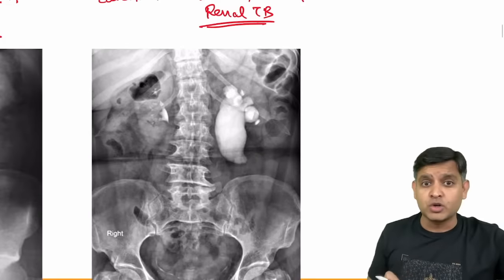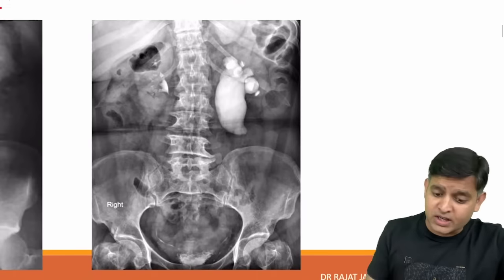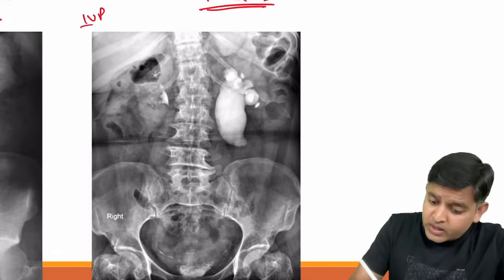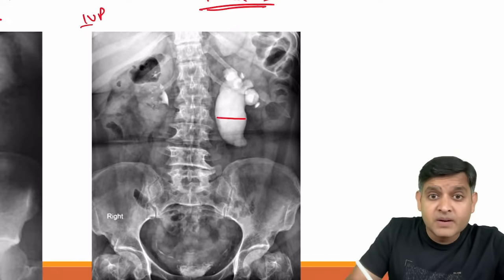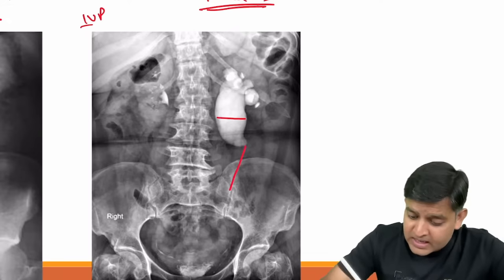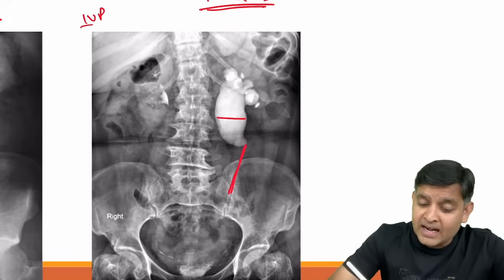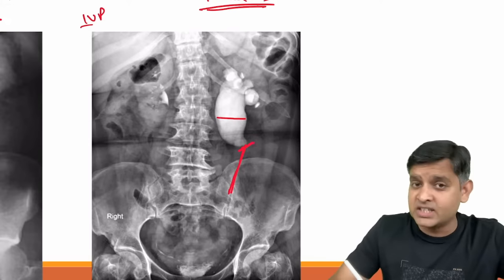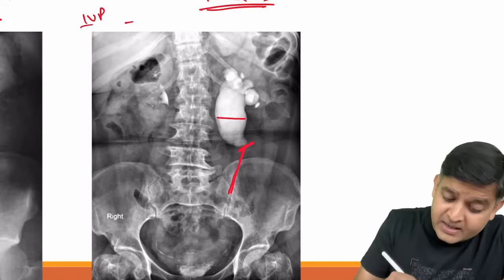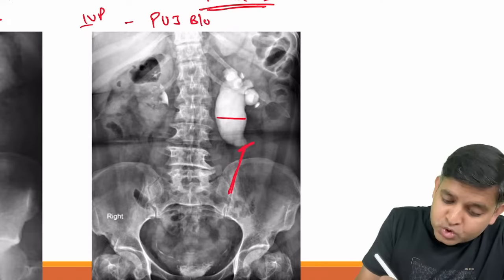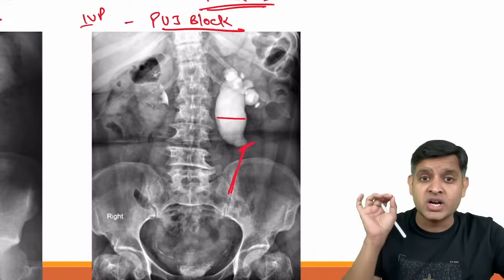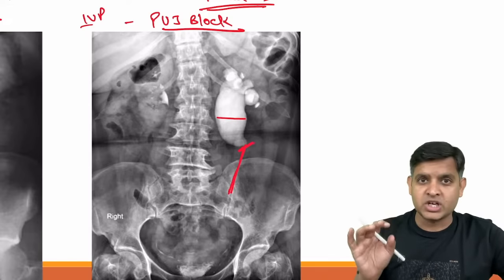Now let us see this image. What do we see? We are seeing again an IVP, because I am seeing contrast in the kidney and ureter. But look at this pelvis. This pelvis is dilated and the contrast is not going into the ureter. Dilated pelvis with inability of the contrast going into the ureter means there is a block here. Quickly tell me, what is this disease? What do you think? It is a PUJ block. What is PUJ? Pelvi-uretric junction block.